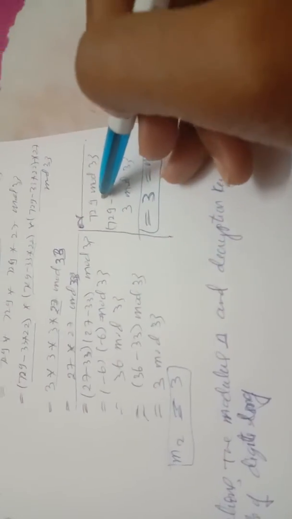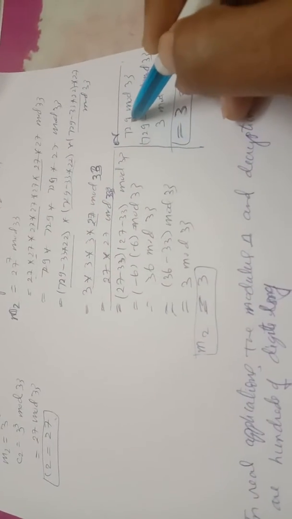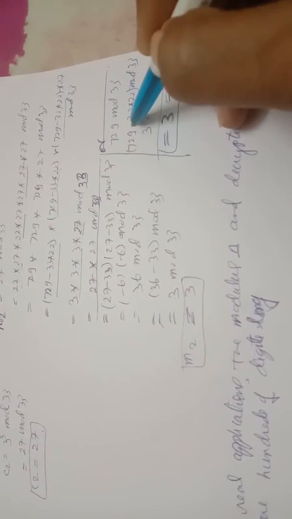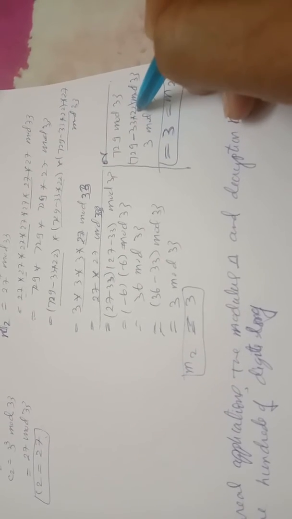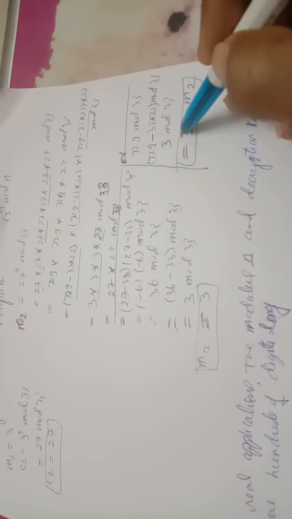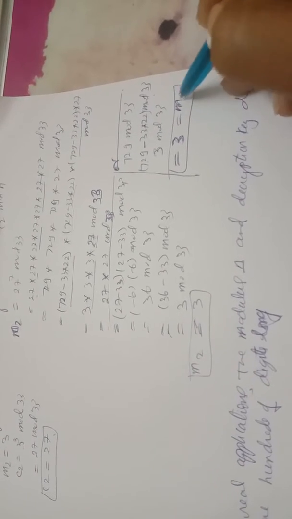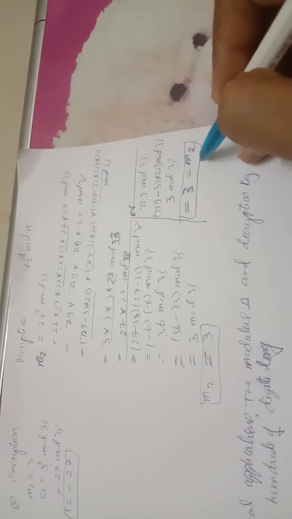So here I have the value 729 mod 33, where I have 27 into 27 as 729. Again the reduction method we are applying here. 33 into 22 I will be getting as 726. So 729 minus 726, the remainder is 3 mod 33. So the value is 3, which is the value of M2 we had. So we are getting the correct answers here.